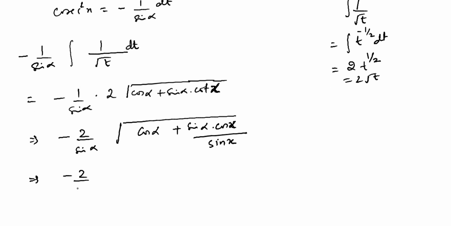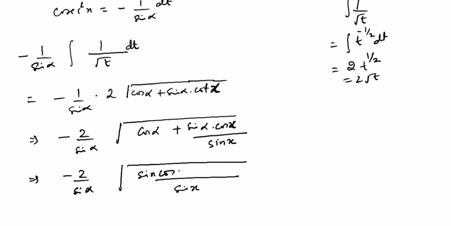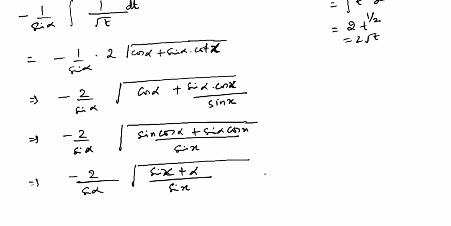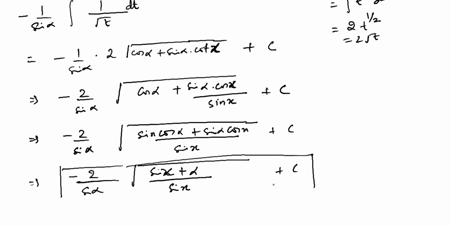On taking LCM, this will be equal to 2 upon sin alpha, and the LCM will be sin x. This will be equal to sin x cos alpha plus sin alpha cos x. So I am going to get this as 2 upon sin alpha, and this will be equal to sin of (x plus alpha) upon sin x. Including the integral constant, my final answer is this: minus 2 upon sin alpha into root of sin (x plus alpha) upon sin x. So this is our required answer.